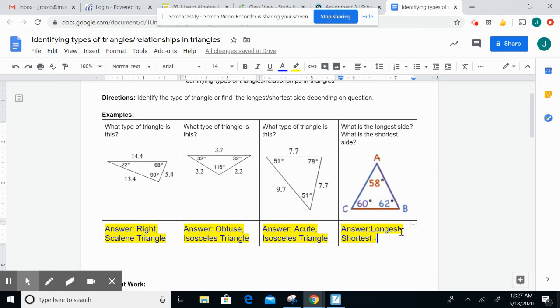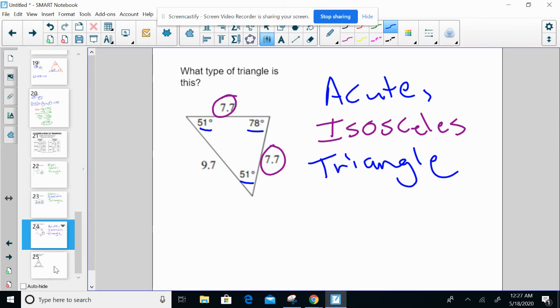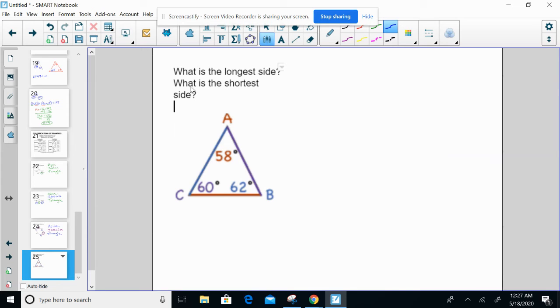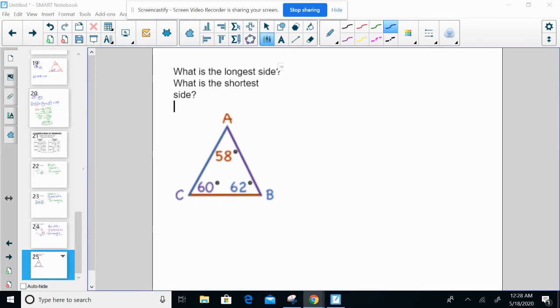So finally, the last thing you're going to have to take a look at is this. It says, what is the longest side? What is the shortest side? This is kind of cool, and you can take notice of this in all of the other examples that we did. If you look, what are we given? We're given nothing but the angles. So what the heck does that have to do with the sides? We don't know anything about the side lengths. Or do we?